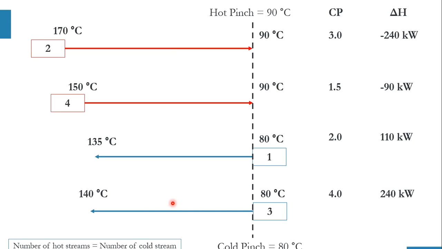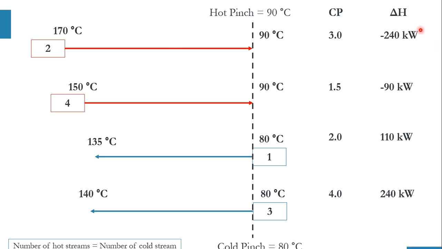But first we need to check whether we can match these without splitting or not. If you look at this first stream, which is number 2, you can see its Cp is 3. It cannot be matched with this one, because Cp of H is higher than Cp of C. If we have to match these two, then we need to split this stream. Then 3 can be matched with 4, because Cp of H is less than Cp of C. Similarly, this 1.5 can be matched with 1 and 3, because it's 1.5 and the values are 2 and 4. So there is only one problem which we can see, that this number 2 stream cannot be matched with number 1 stream.